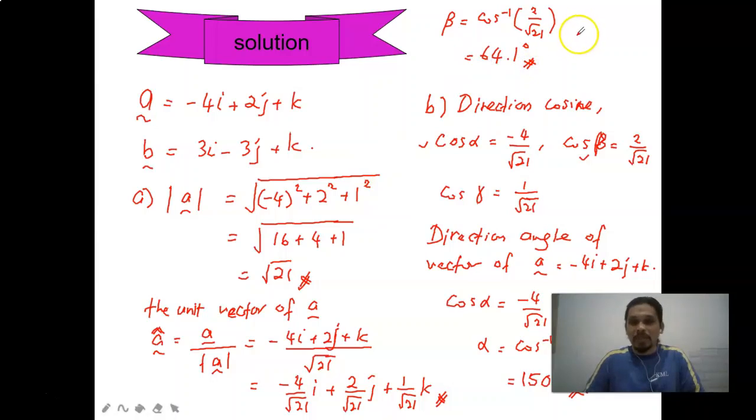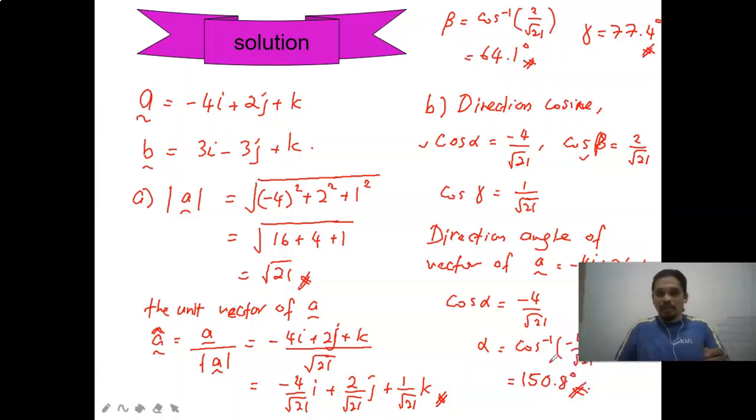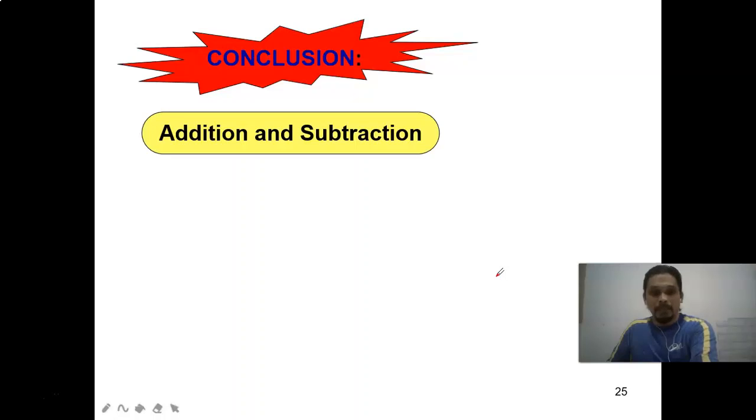So you may repeat the process to find the value of the angle gamma here, and I will straightaway give you the value of gamma equal to 77.4 degrees. So we get three values of direction angles for vector A: alpha, beta and gamma. Okay, we reach the conclusion, and I think you are almost at the end of the lecture now.